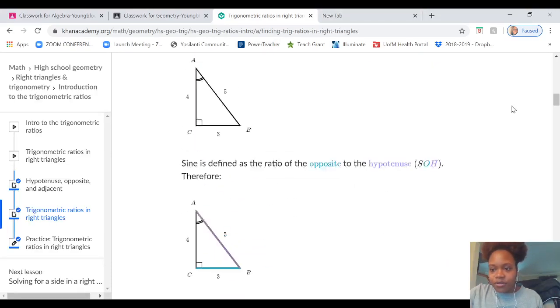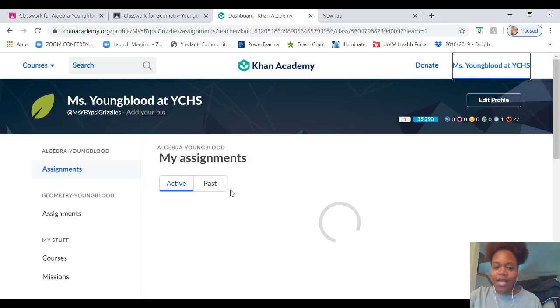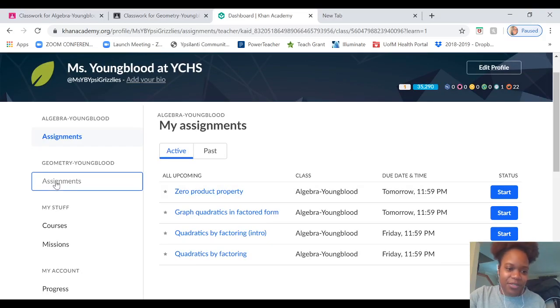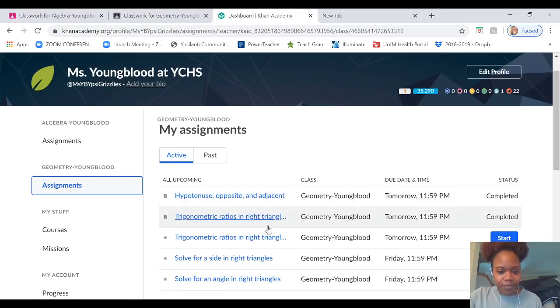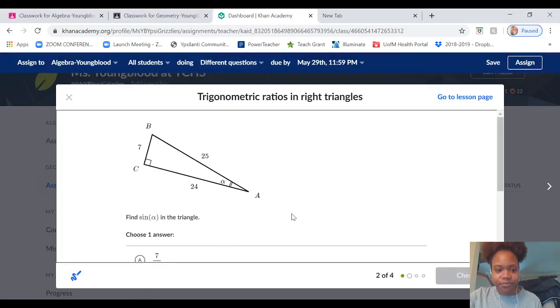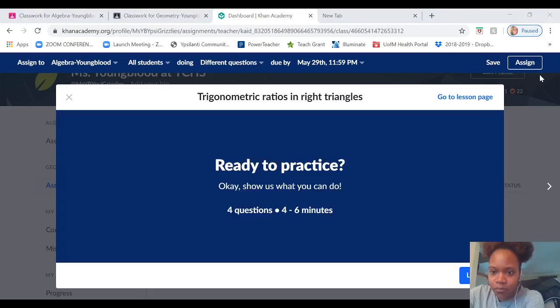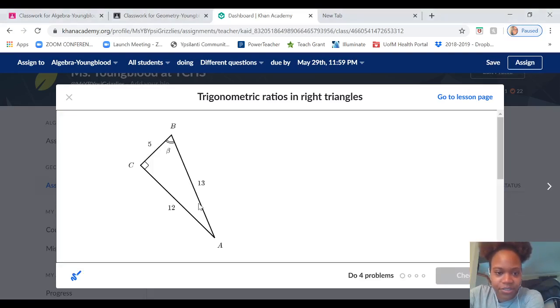If we go back to our learner home, we can now knock out that first task, or last task. So make sure you're in geometry. We're looking at trigonometric ratios in right triangles. Okay, so I'm going to go ahead and redo this so that we can make sure you have all 4 problem sets. So I'll be right back. Okay, so I went ahead and finished the problem set, so it would restart it for me.